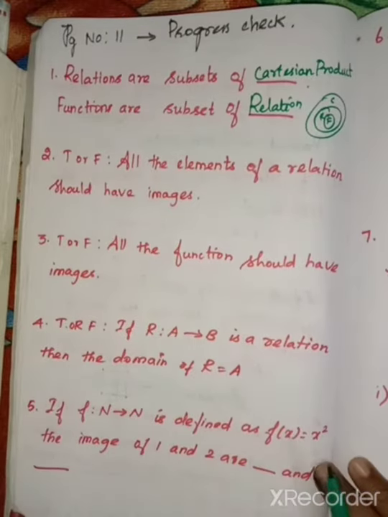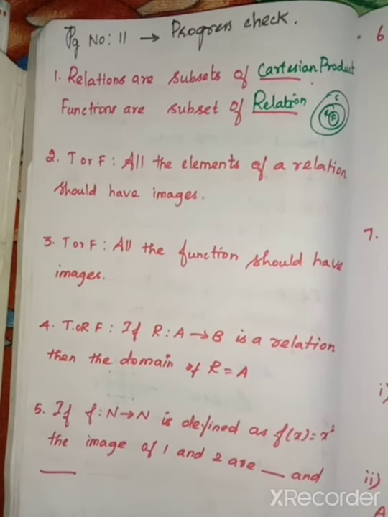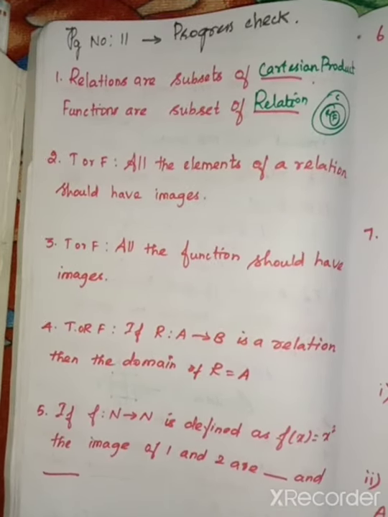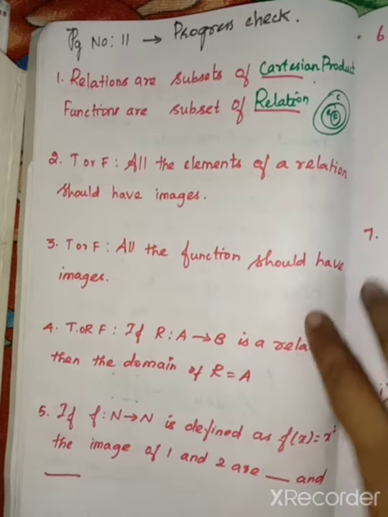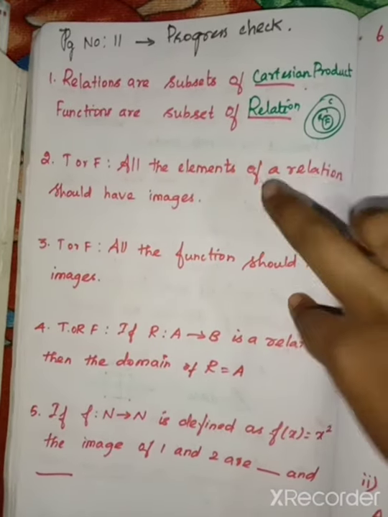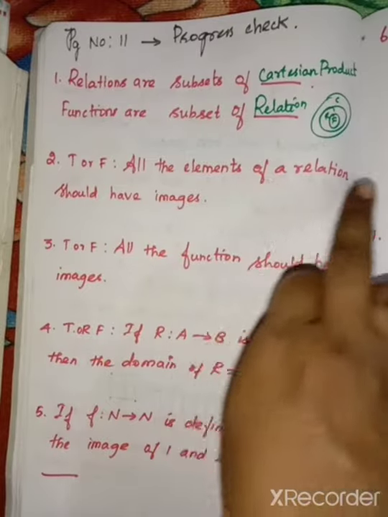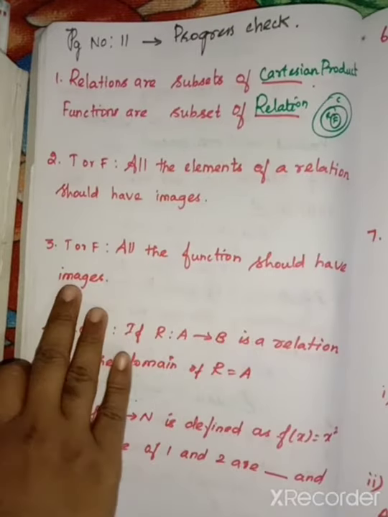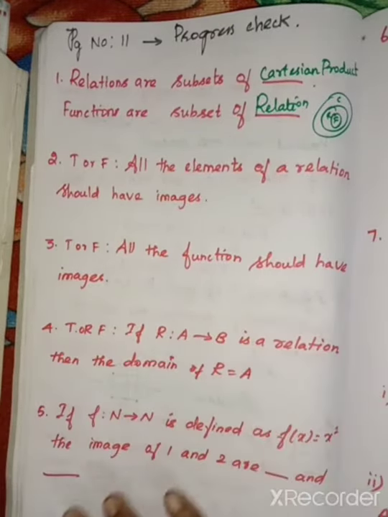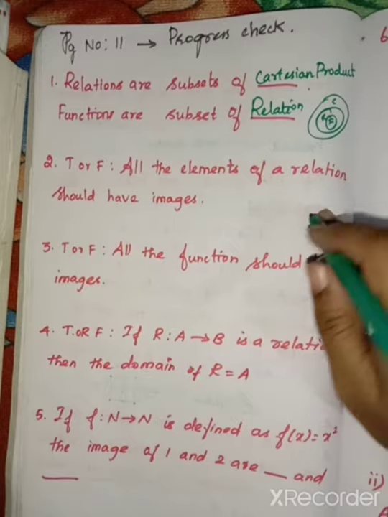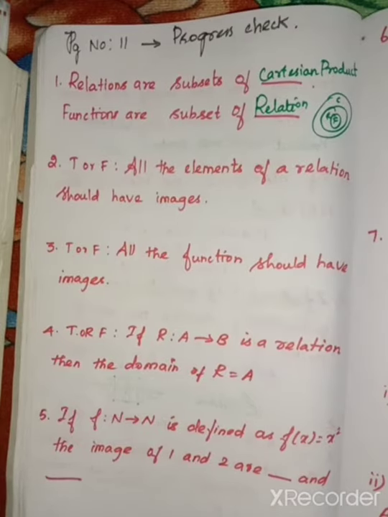Then move on to the second one, true or false: all the elements of a relation should have images. See the first one, all the elements of a relation should have images, and the third one, all the functions should have images. Already we know that for a relation, whether all elements have images or not is not a requirement.